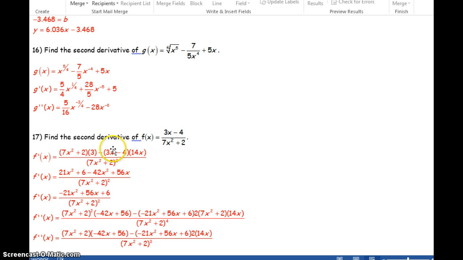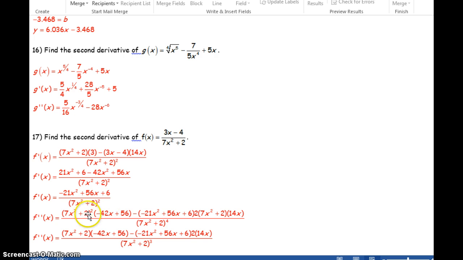And now it's really just about simplifying the top. So distribute the 3 through, 21x squared plus 6. Distribute, be careful here, a negative 14x. It's a negative and a 14x. Distribute that through, you get negative 42x squared plus 56x. Bottom stays the same. Combine like terms on the top, and you can see you get negative 21x squared plus 56x plus 6, all over, again, the same bottom. So that is now what I will use to solve for my second derivative.